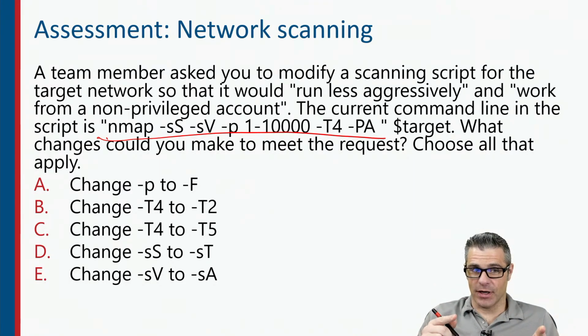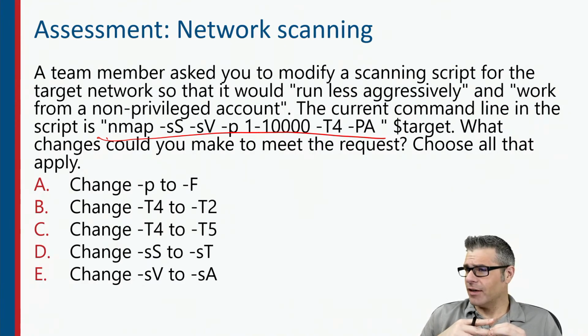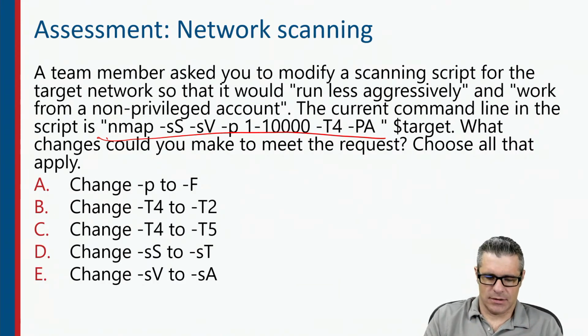Nmap -sS -v, ports 1 to 10,000, -T4, and -PA. If you can start up your VMs, it's okay to do an Nmap man page right now. So we could change -T4 to, change -p to -F, change -T4 to -T2, -T4 to -T5, so go the other way, and change -sS to -sT, or -sV to -sA.